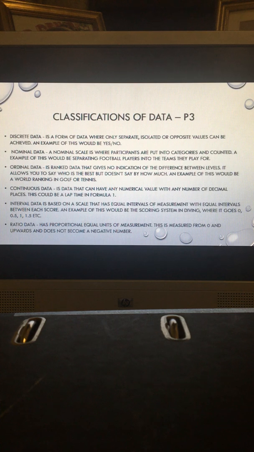Classifications of data. Discrete data is a form of data where only separate, isolated, or opposite values can be achieved. An example of this would be a yes or no question. Nominal data. A nominal scale is where participants are put into categories and counted. An example of this would be separating football players into their own teams. Ordinal data is ranked data that gives no indication of the difference between levels. It allows you to say who is the best, but doesn't say by how much.